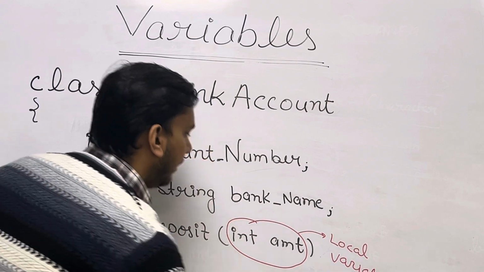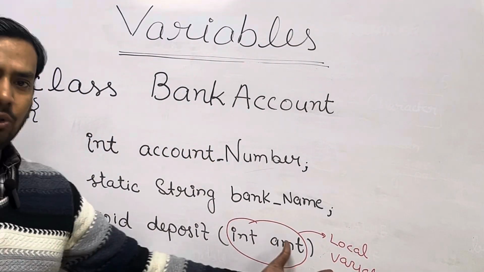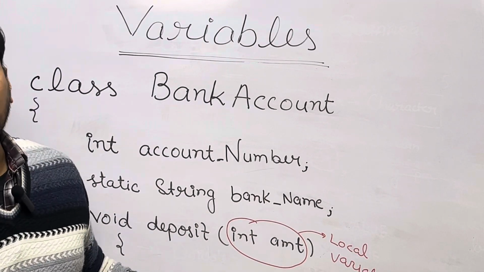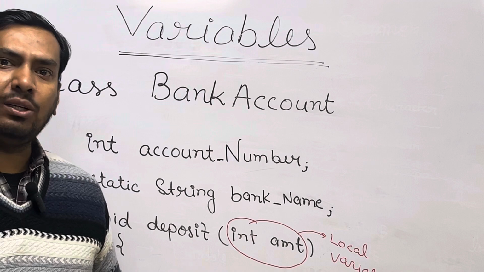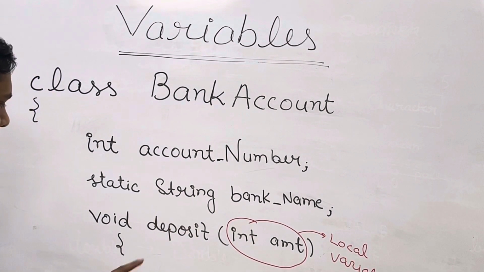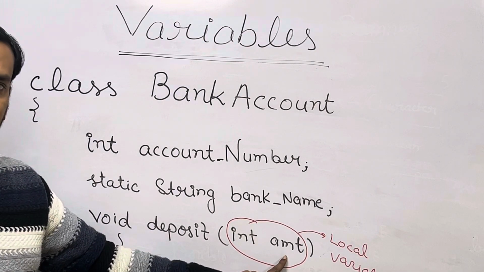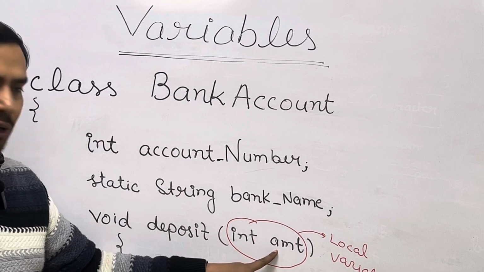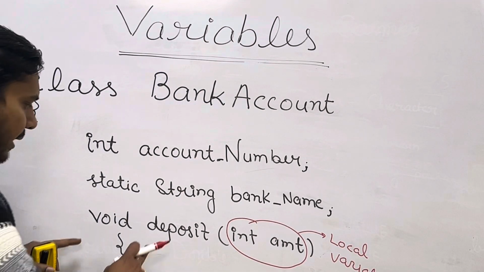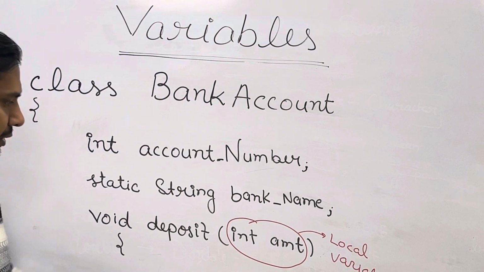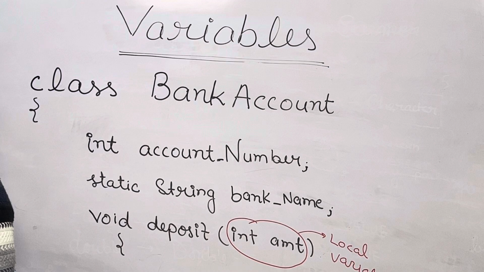Right? So what is the role of this local variable? Local variables are temporarily created in a particular scope, and they get deallocated as soon as the scope completes. For example, this int amount will be created as soon as this deposit function is called, and this amount variable will be deallocated as soon as this function completes. So outside this function, you cannot access this amt because this is a local variable, right?